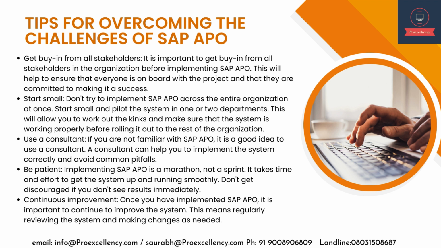Use a consultant. If you are not familiar with SAP APO, it is a good idea to use a consultant. A consultant can help you to implement the system correctly and avoid common pitfalls. Be patient. Implementing SAP APO is a marathon, not a sprint. It takes time and effort to get the system up and running smoothly. Don't get discouraged if you don't see results immediately. Continuous improvement. Once you have implemented SAP APO, it is important to continue to improve the system. This means regularly reviewing the system and making changes as needed.